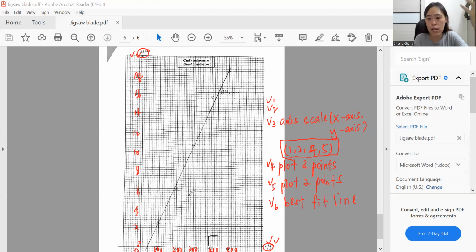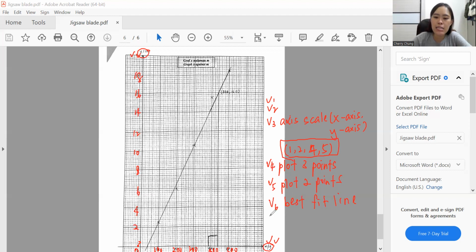As I said before, what is the best fit line? It's the line that can distribute the points that are not connected on the line equally. So my line here is the best fit line because I have 1 point up and 1 point down, and with the 3 points that are connected on the line here.